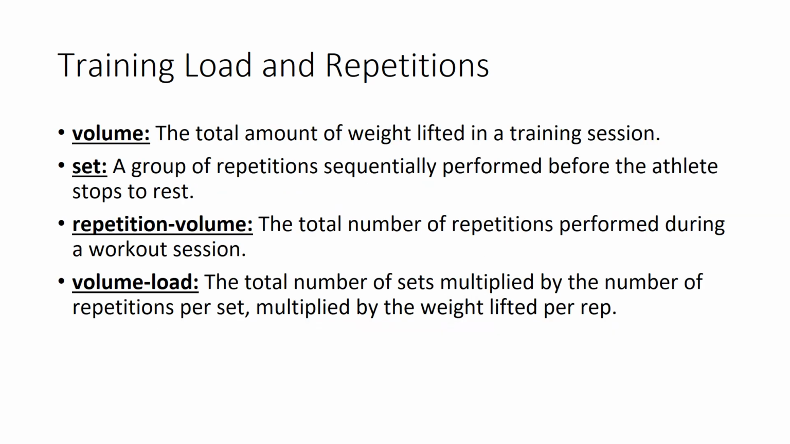When we look at different program variables to consider when creating our resistance training program for our athlete, here are some key terms. Volume is the total amount of weight lifted in a training session. A set is a group of repetitions sequentially performed before the athlete stops to rest. Repetition volume is the total number of repetitions performed during a workout session. And volume load is the total number of sets multiplied by the number of repetitions per set, which is then multiplied by the weight lifted per rep.